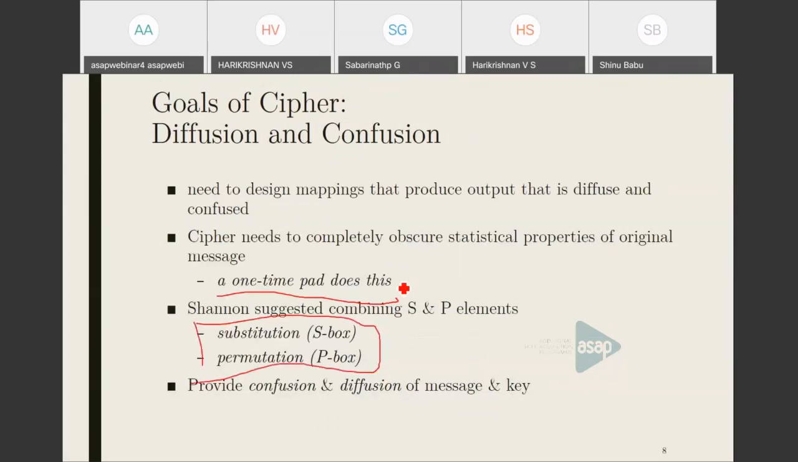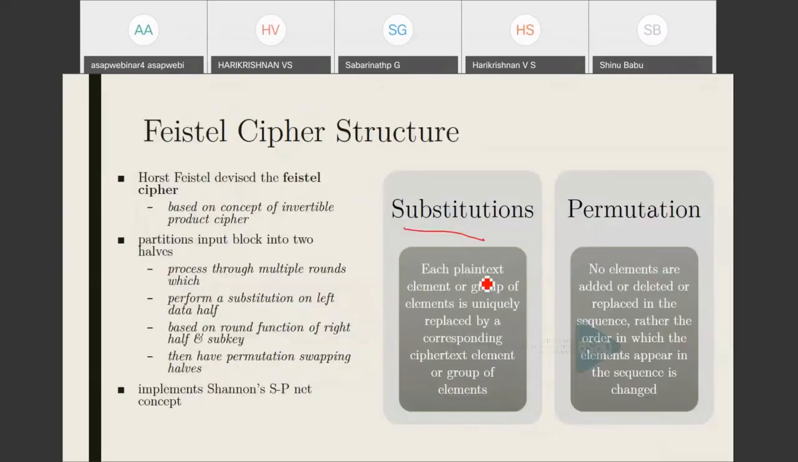All this while, the classical algorithms you remember worked on the substitution technique, so the Caesar cipher and all those worked on substitution, and there were quite a few other algorithms which worked on transposition ciphering. Transposition is a transfer of position: alphabets and characters are replaced in position in the message, like the rail fence cipher and all those. If we use both together, Shannon suggests that you can get both diffusion and confusion. Moving on to the Feistel cipher structure.